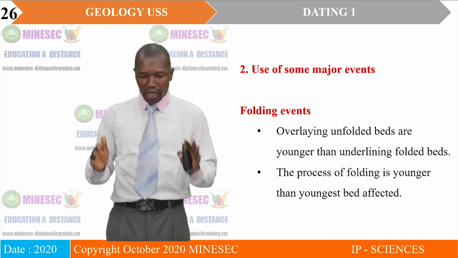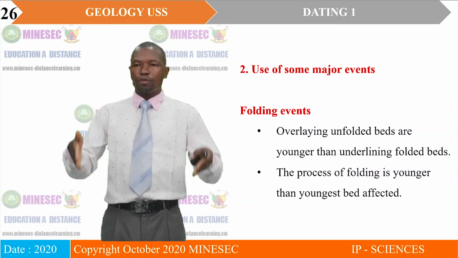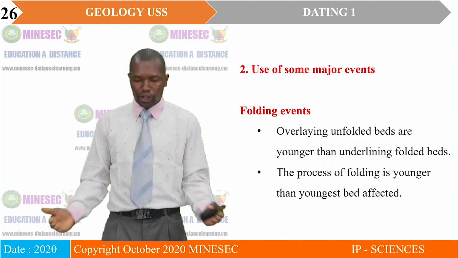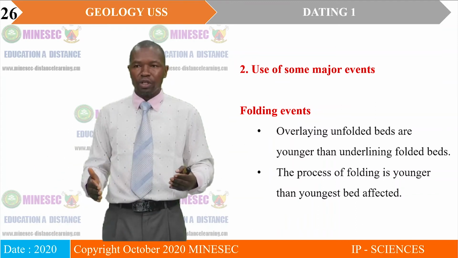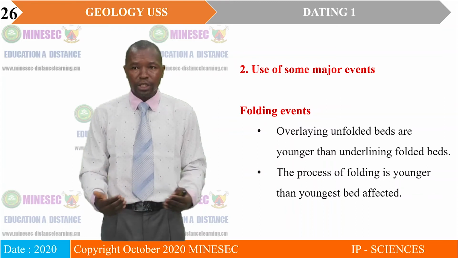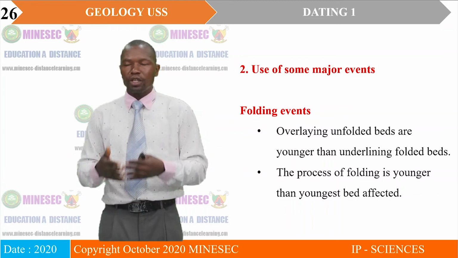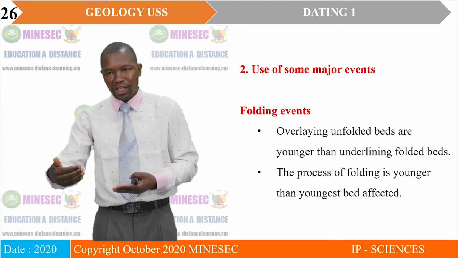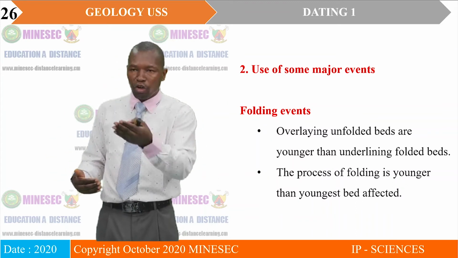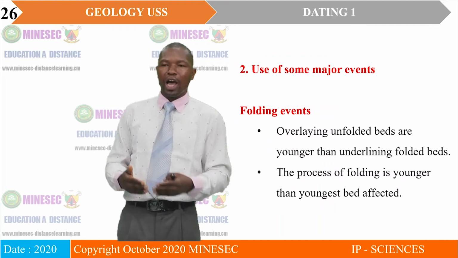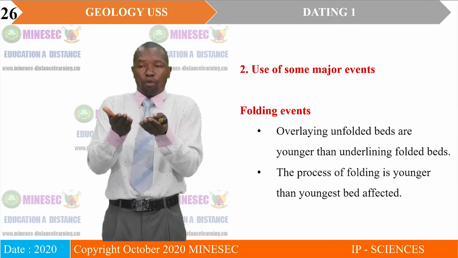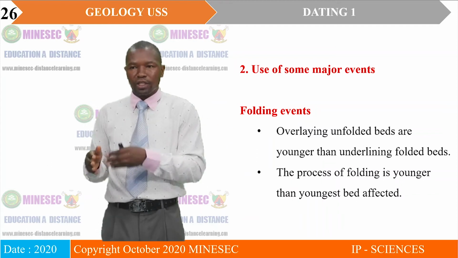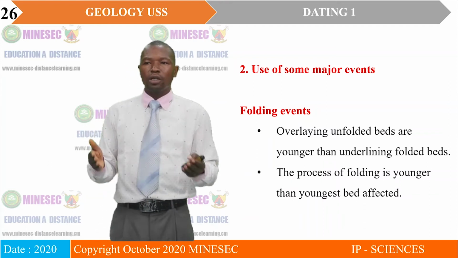In other words, we are saying that folding cannot occur in space. It takes place within a geologic formation. So the succession has to be laid down. Then compressional events come in to bend and twist the materials. Therefore, the compressional events will most likely result in folding, which should be younger than the formations in which they are formed. And then the folded formation should be younger than the unaffected bed.